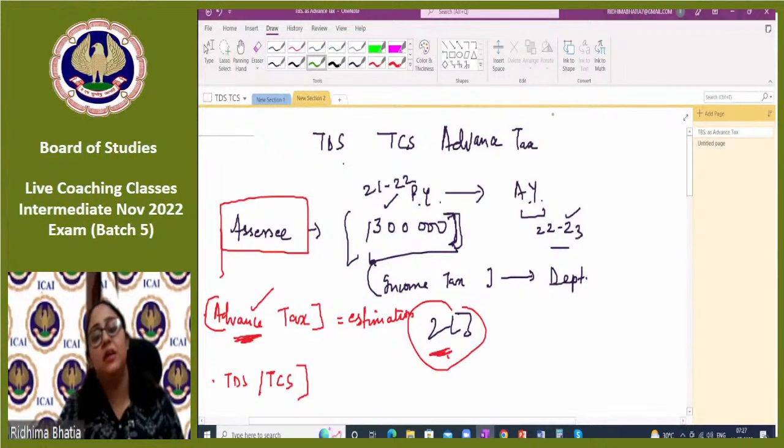If TDS is deducted in excess of the amount which is your tax amount, it would be refundable. So one more thing, Sumesh, and I think there's another query of Pooja. Everyone on the screen, please.